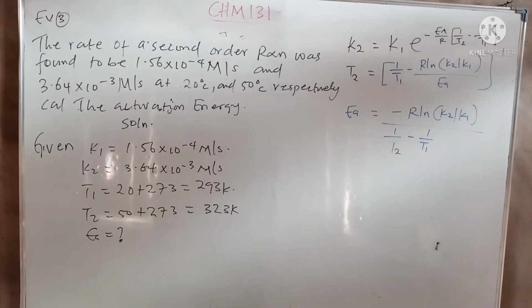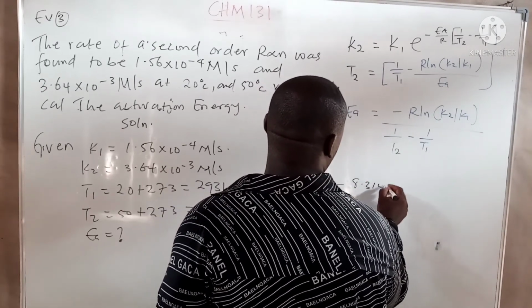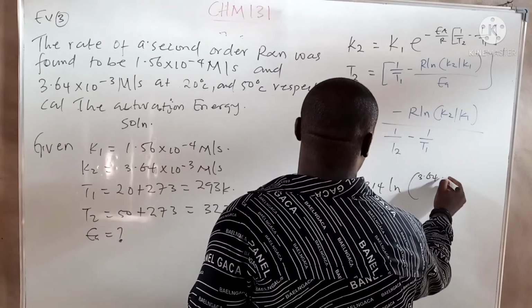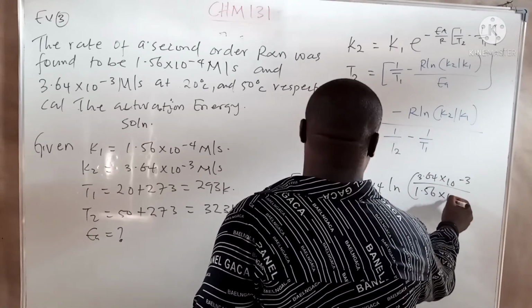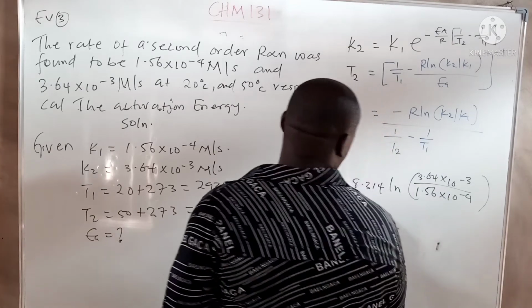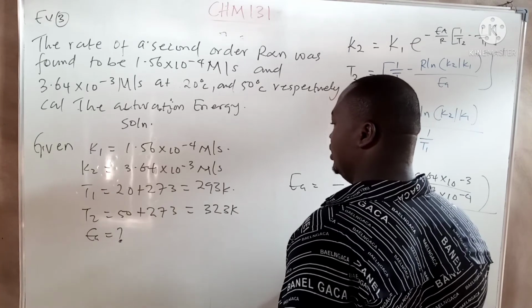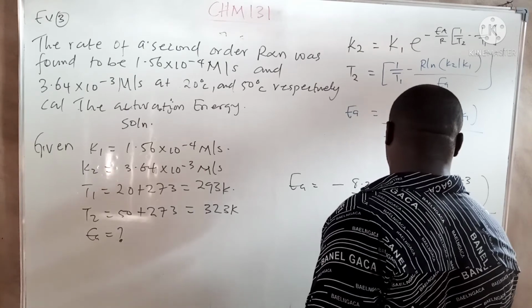Come to the right hand side of the board and you can see the formula there. So all you need to do is just insert it and you get your answer naturally. So the activation energy here is minus 8.314, times the log of your K2, which is 3.64 times 10 to the minus 3, all over 1.56 times 10 to the minus 4, then everything here divided by 1 all over your T2, 323, minus 1 all over 293.